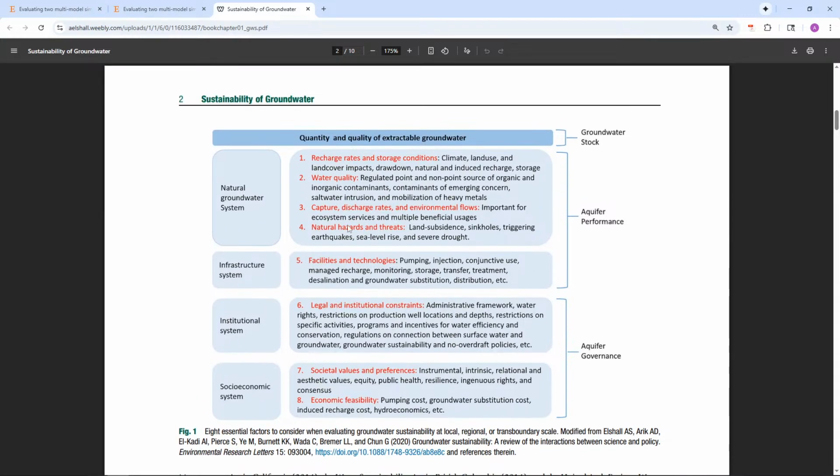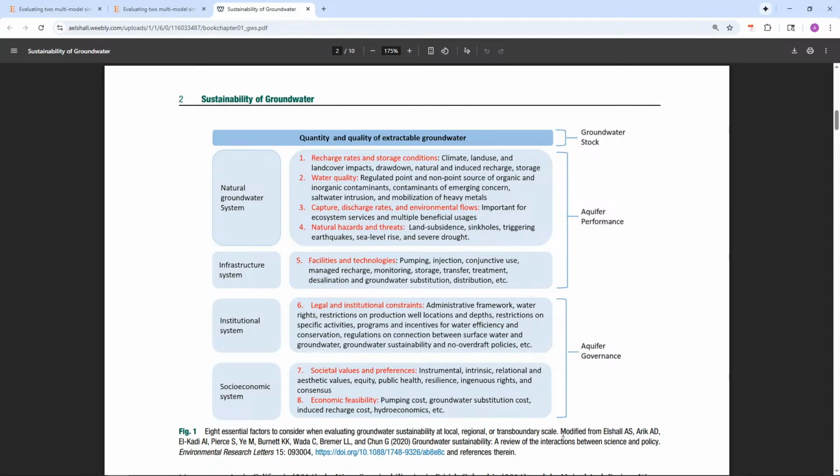So basically, this is what it tells you. This is your groundwater stock. You have an aquifer performance factor, and then you have an aquifer governance factor. Aquifer performance factors are your natural groundwater system and the infrastructure, like the pumping, injections, conjunctive use, managed recharge, and infrastructure for desalination and treatment, and so on. And then you have the natural aquifers. These are the different factors that are considered. And then you can read about it again.